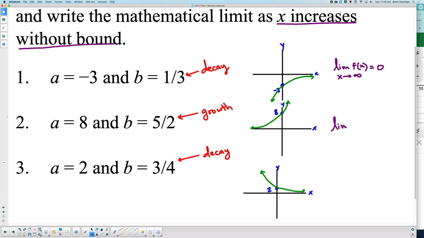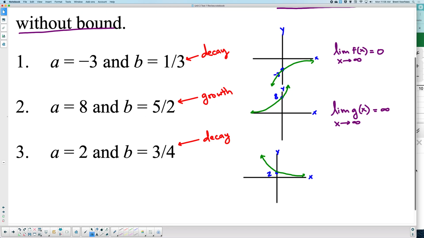Okay, how about the second graph? I'm going to call this one g. What happens on this one as we increase without bound? As we go to the right, what happens to my graph? It rises to positive infinity. It increases without bound. Okay, last one. I'm going to call this one h of x. What happens to this one as we go to the right forever? Does it rise, fall, or get really flat? And what does it get flat on? The horizontal asymptote, which is 0 on this.